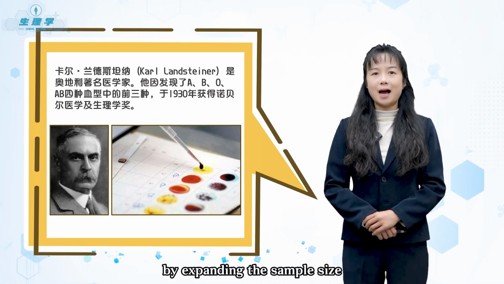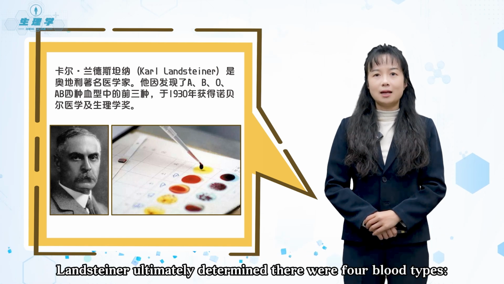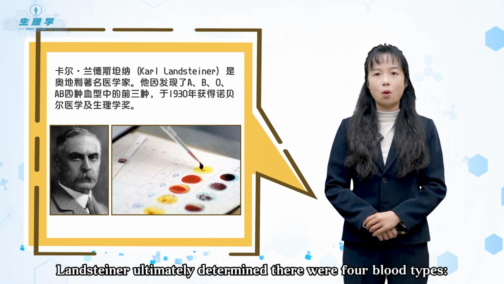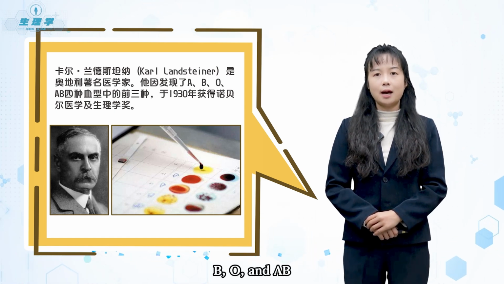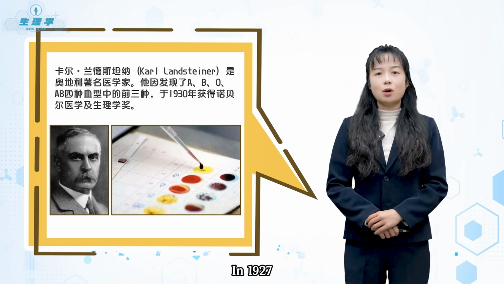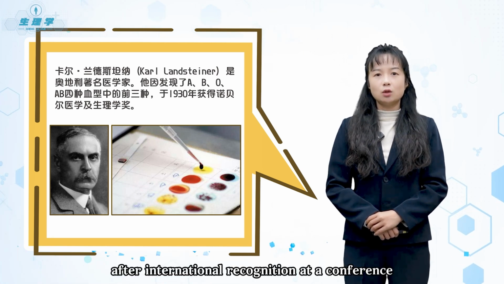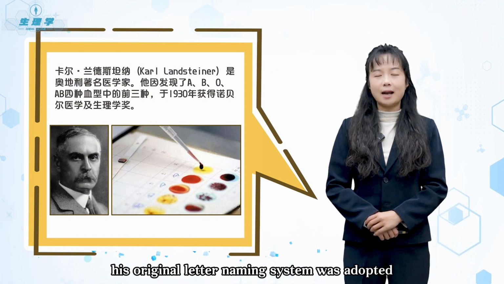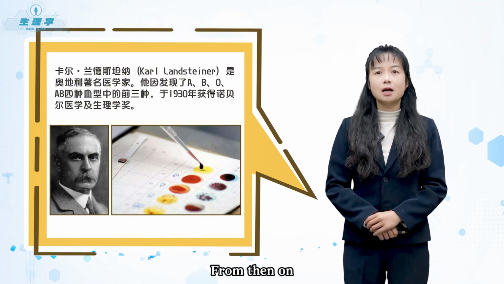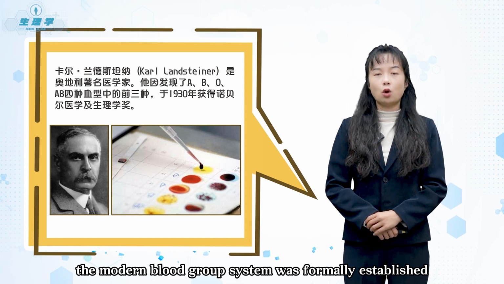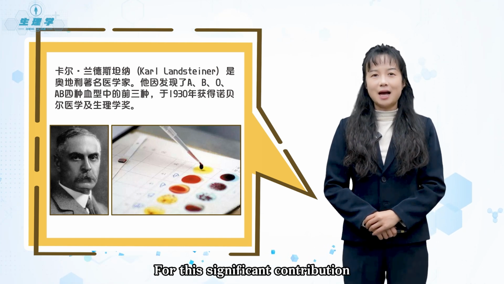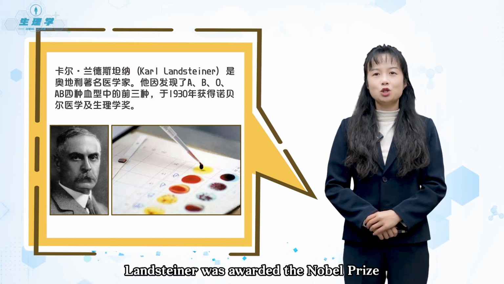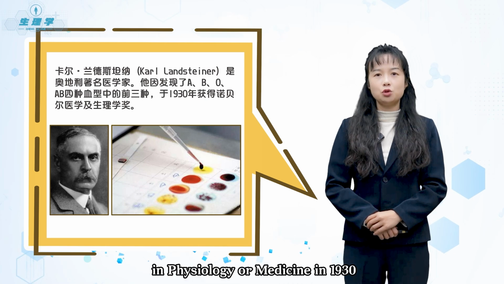If this happened inside the human body, it could be life-threatening. Later, by expanding the sample size, Landsteiner ultimately determined there were four blood types, A, B, O, and AB. In 1927, after international recognition at a conference, his original letter naming system was adopted. From then on, the modern blood group system was formally established. For this significant contribution, Landsteiner was awarded the Nobel Prize in Physiology or Medicine in 1930.